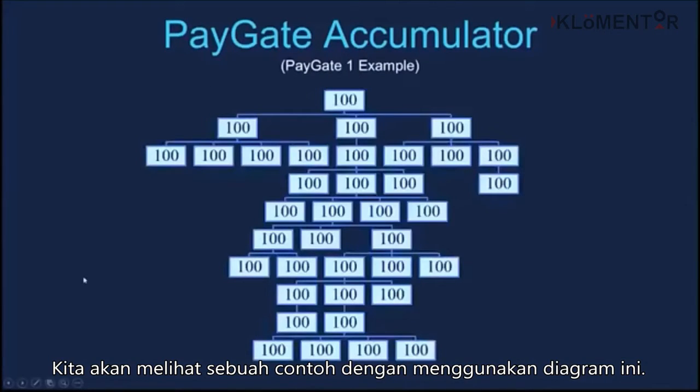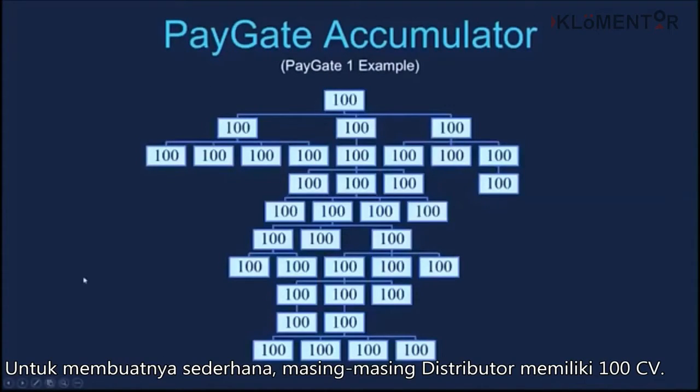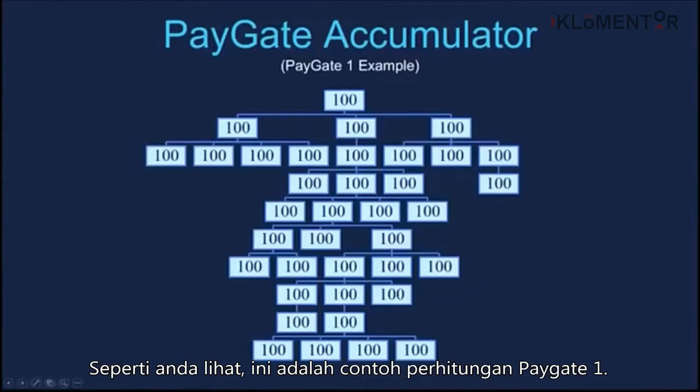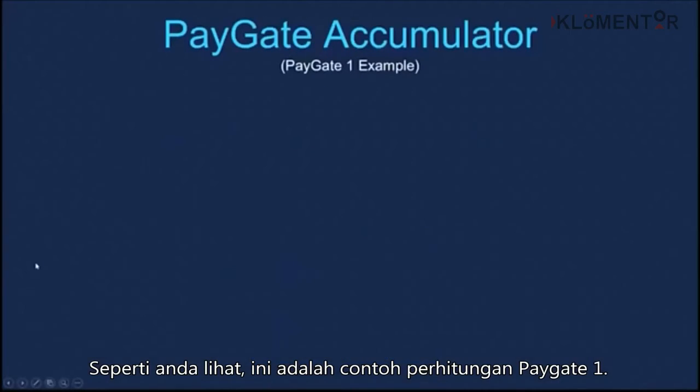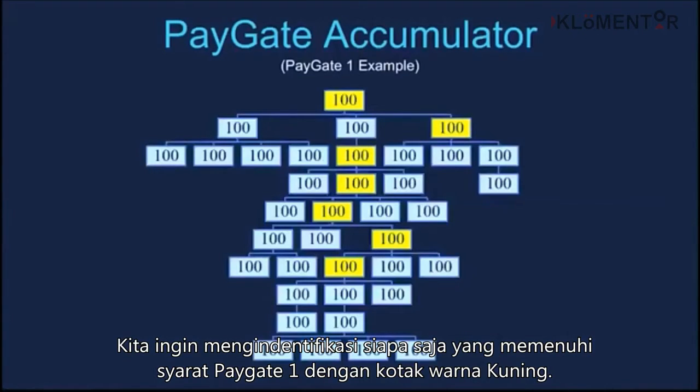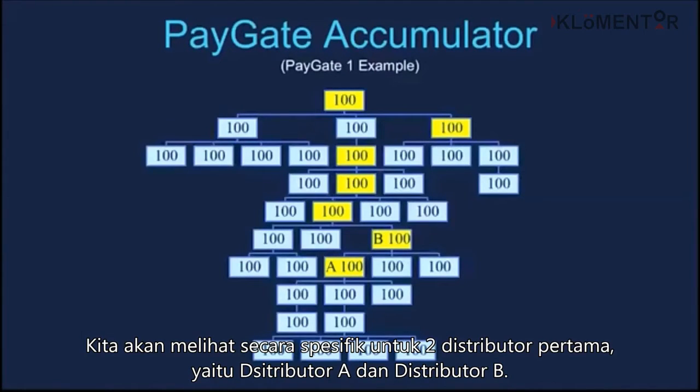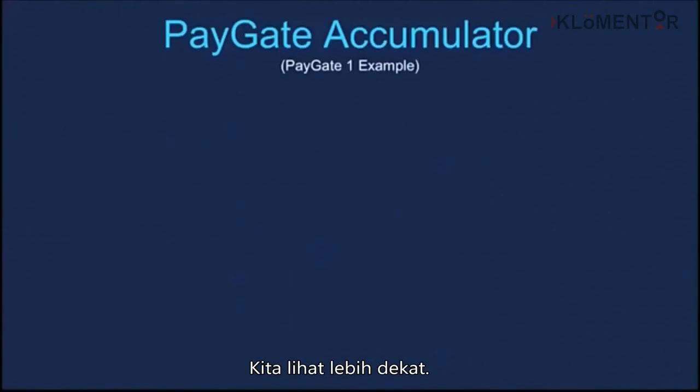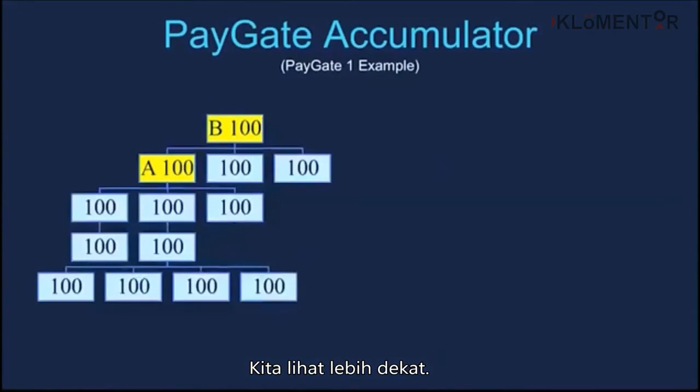using this chart, and to make things simple, each distributor or each box on the screen is going to represent 100 CV. So as you can see above, this is a Paygate 1 example. So we want to identify all those distributors that have qualified for Paygate 1. We've highlighted those distributors in yellow on the screen. And what we're going to do is we're going to look specifically at the first 2 distributors, Distributor A and Distributor B. So let's look at them a little bit more closely.